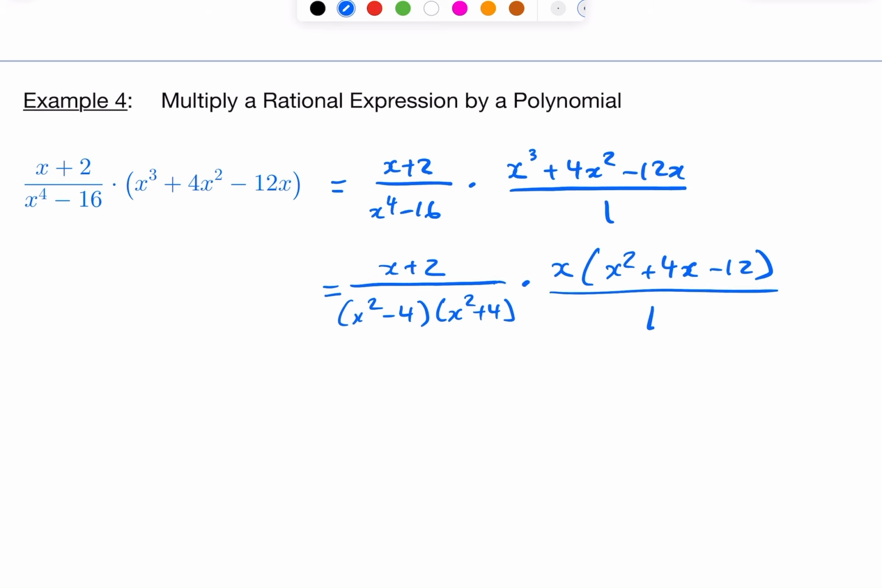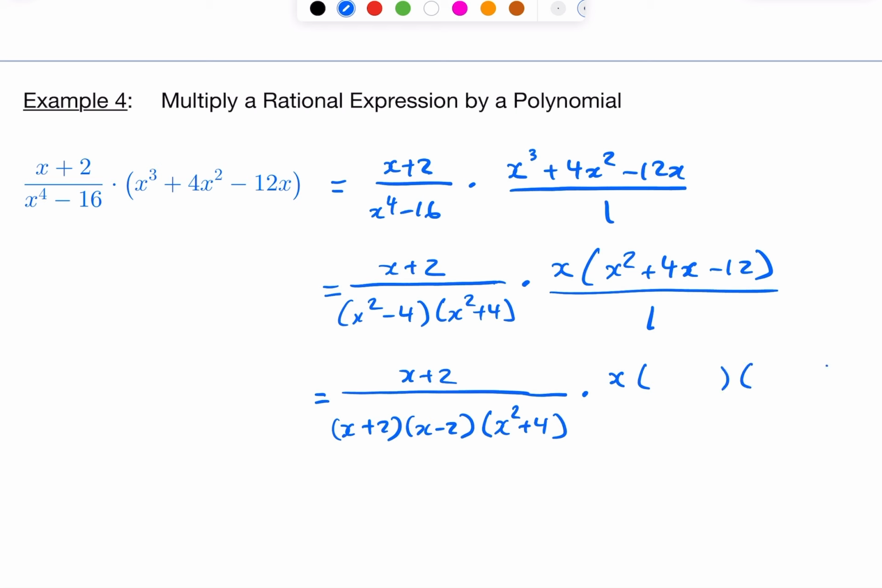That's all over 1. Okay, we're almost there, but we're not quite there because we could still factor this polynomial, and this could also be factored further. And so this becomes x plus 2 all over x plus 2 times x minus 2 times x squared plus 4, okay? And the polynomial inside the parentheses for the second set comes out to x plus 6 and x minus 2, all over 1. All right, so now we can start canceling things out.